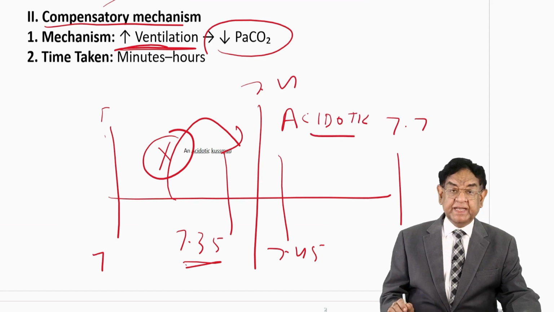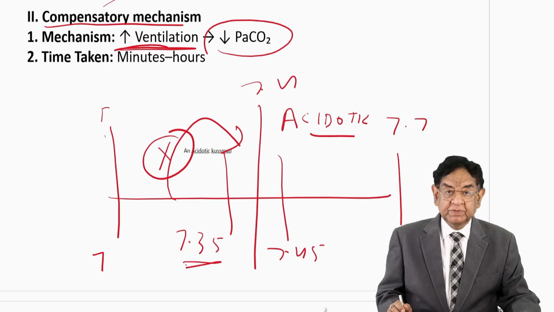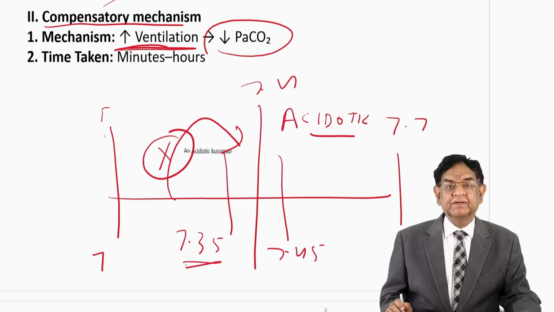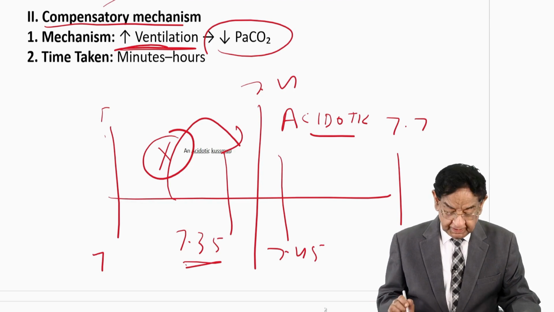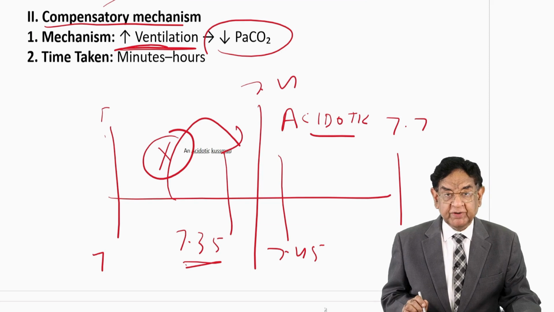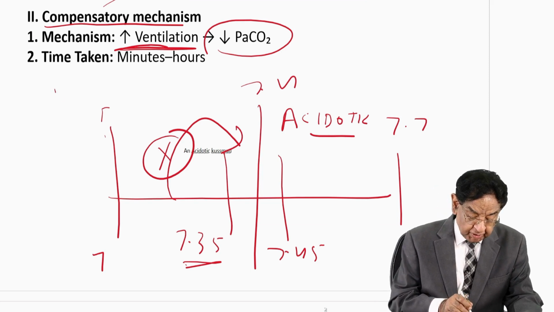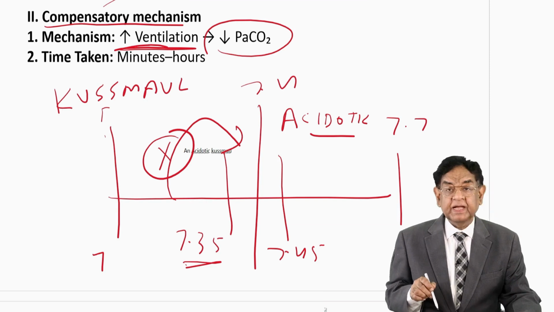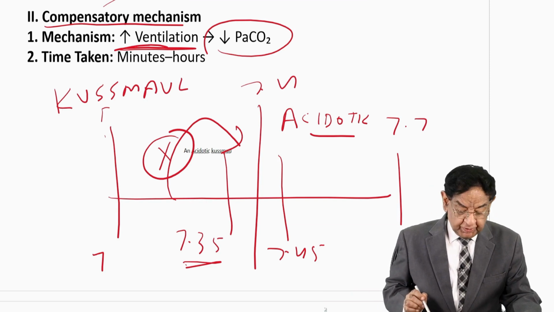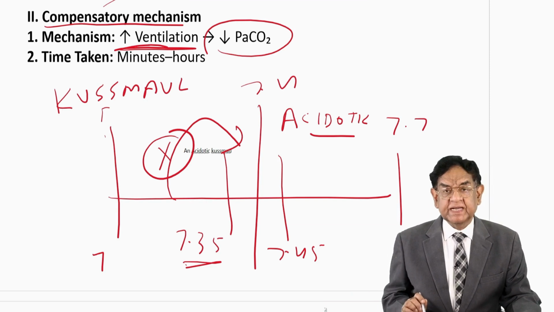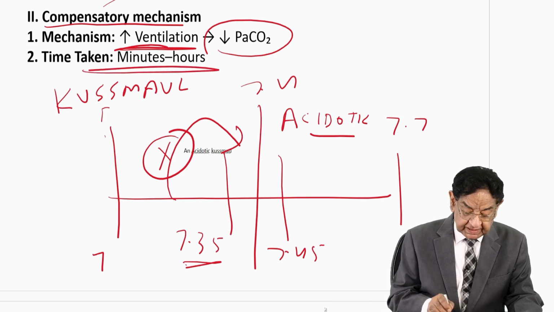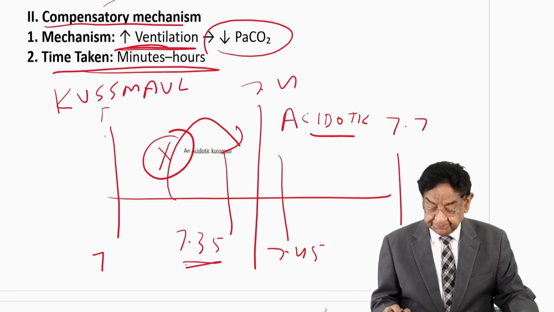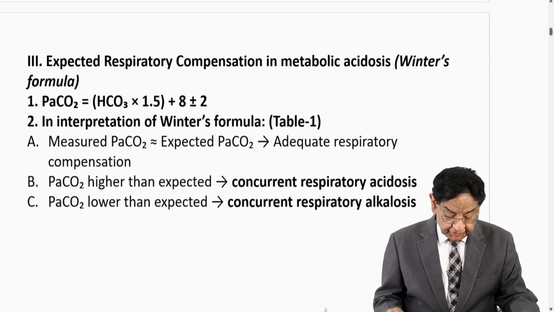But there's another name for this acidotic breathing. Please write down in your copy what is the other name of this acidotic breathing. Well, I'm sure by now you have written the answer. The answer is Kussmaul breathing. And one more thing, a very, very important point: the compensatory mechanism by the lungs is very fast. It occurs within minutes to hours. With this background, we move further.